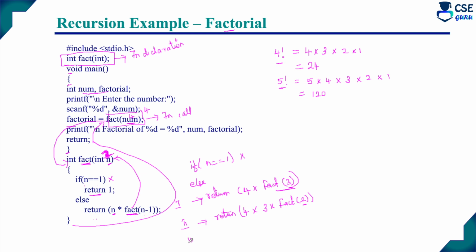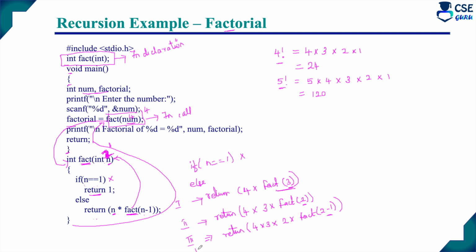Again, in the third recursive call, here it will return n into n minus 1. Already 4 into 3 is there. And this fact of n is n into n minus 1. The n value is 2, so 2 into fact of 2 minus 1. Okay, so 2 minus 1 you will get as 1. So with n value 1, again the function will be called.